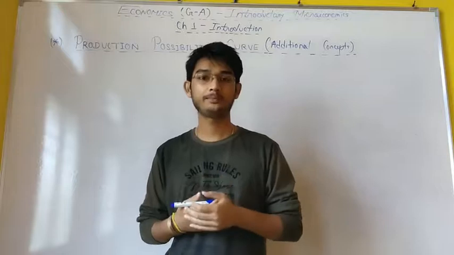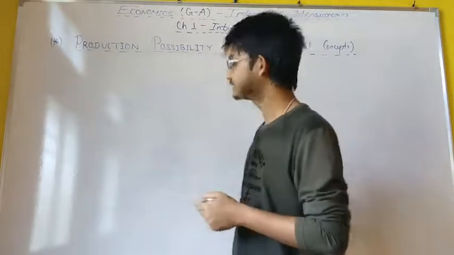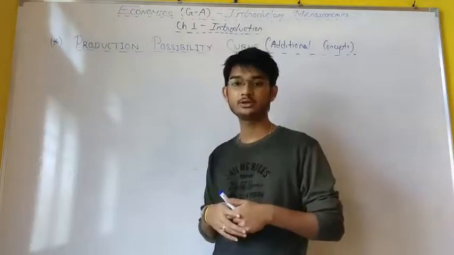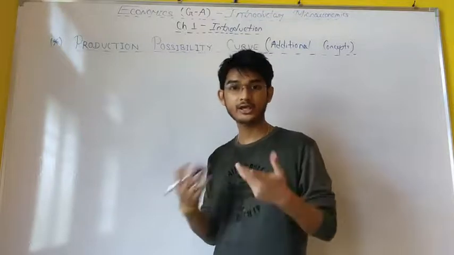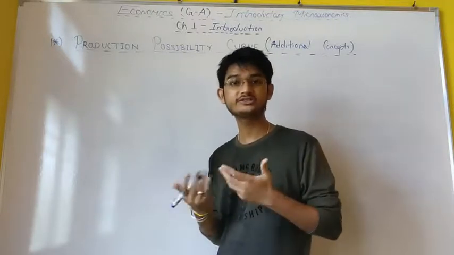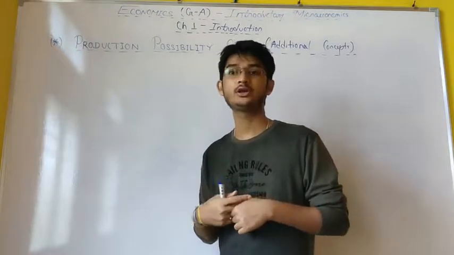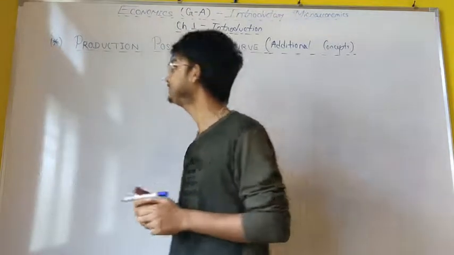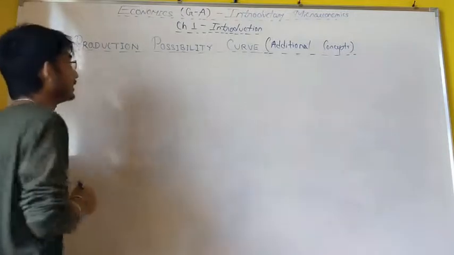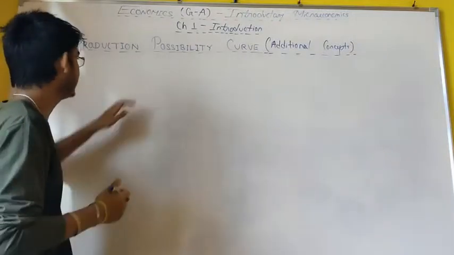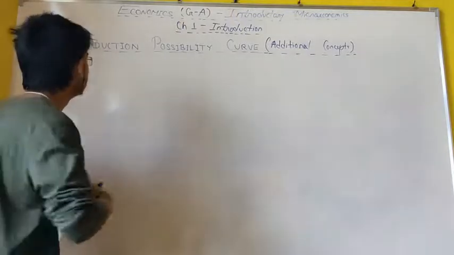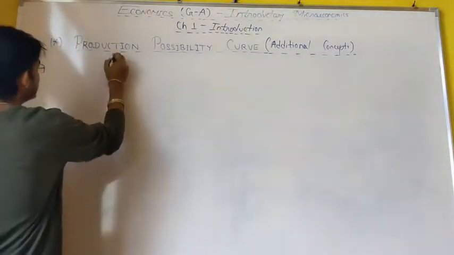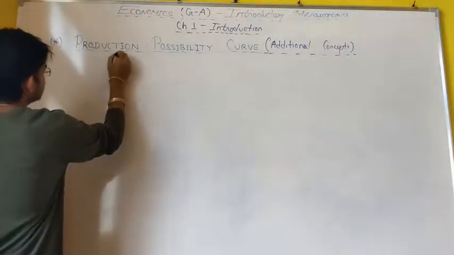Well, last class we talked about the production possibility curve, and today we will talk about some more concepts that are associated with the production possibility curve. Before starting, let me give you one quick look at our production possibility curve. It is a locus of combination of two commodities.